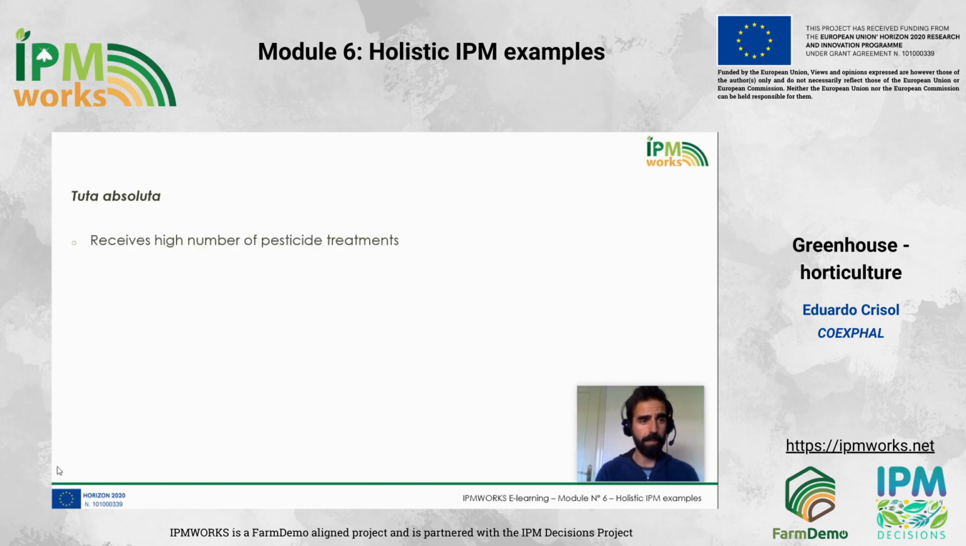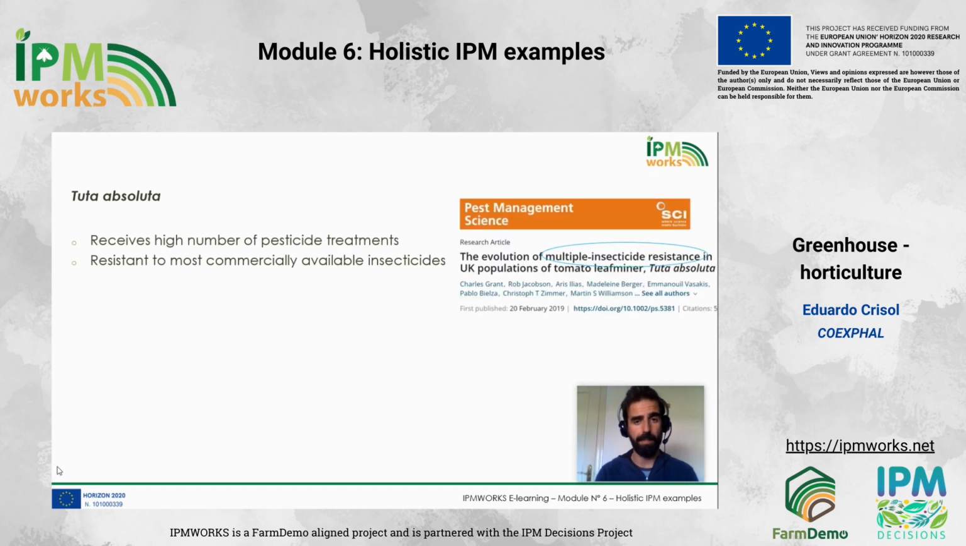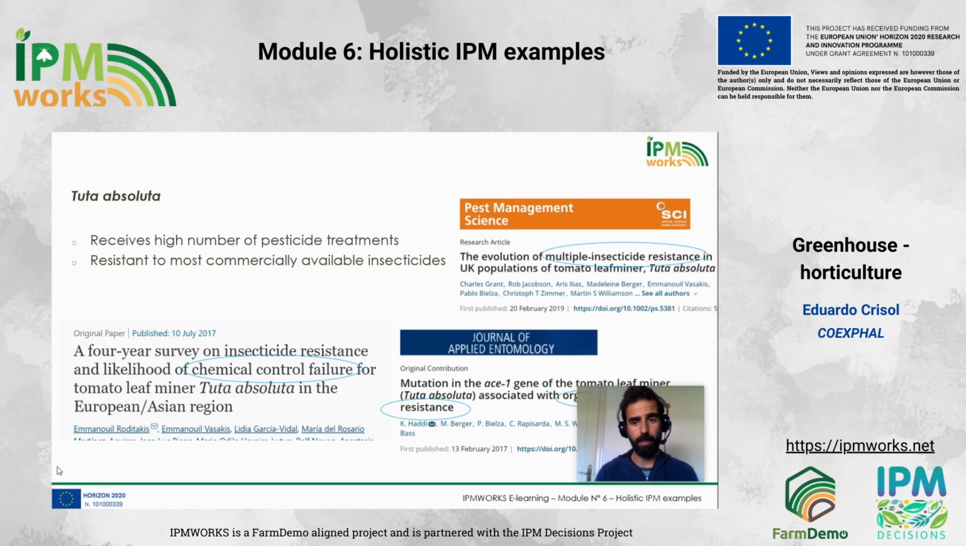Tuta absoluta receives a very high number of pesticide treatments, and this pest is resistant to the majority of the commercially available insecticides. Here, you can see a few examples of the literature explaining how this pest has developed resistance against some of the most commonly used insecticides. This is the reason why we need to change the way that we are dealing with this pest from a chemical control to a holistic integrated approach.